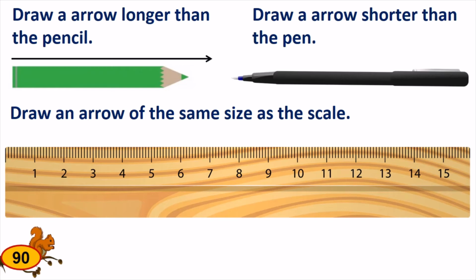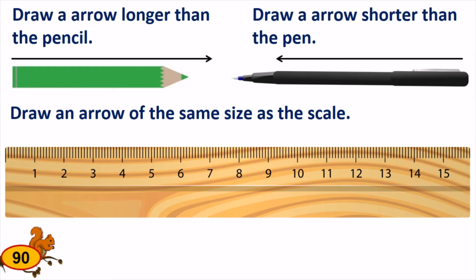Next, draw an arrow shorter than the pen. Now on the opposite side, you are given a pen. You have to draw an arrow which is shorter than the given pen. So you will draw an arrow like this, which is shorter than the given pen.